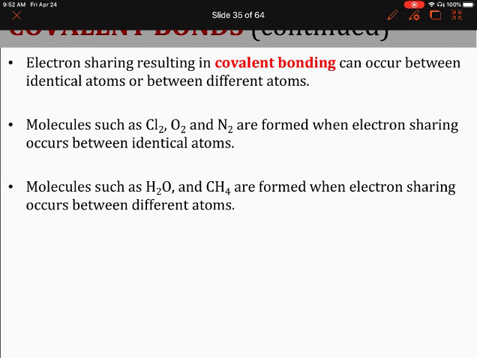So Cl2, we have two chlorine atoms, and they each have 7 valence electrons because they're in group 7A. So very similar to fluorine, these two can pair up, and we'll just draw a line between them. And that would be our chlorine molecule. Now we can do the same thing for oxygen, but oxygen has 6 valence electrons.